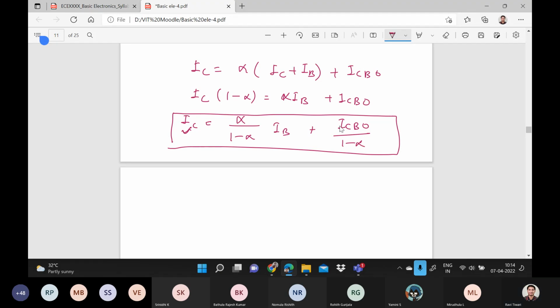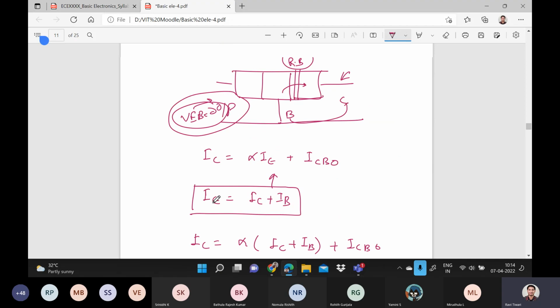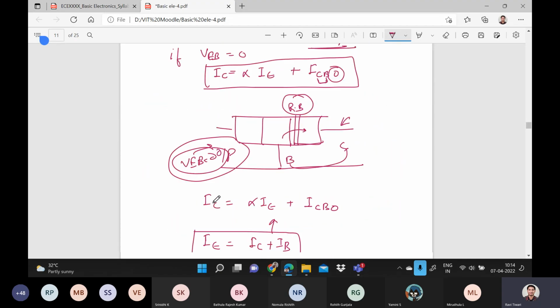Now, this was the common base, right? We started with common base. Now we will see the common emitter. As the name indicates, the emitter is common. So you can draw like this, and I'm showing the current direction here. Here, this is the collector, this is the base, and this is the emitter junction, right? And I am assuming that the emitter is common. That means the emitter is common for input as well as for output.